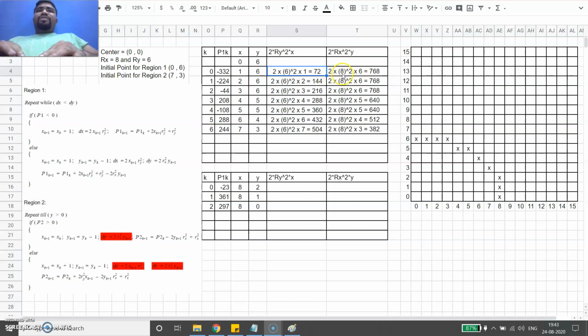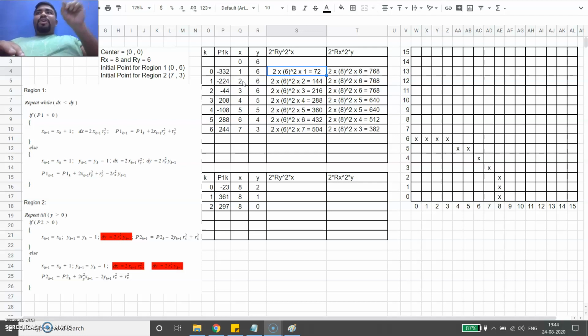And the y doesn't change, so y is dependent on rx square. You can see this is the major axis, the square into y is just 6, which has not changed, which comes up to 768. Similarly, as we have derived minus 224, it is less than 0. If it is less than 0, we come into this if statement again, and we only increment x and don't increment y, because we again choose the upper y, and x surely has to increment.